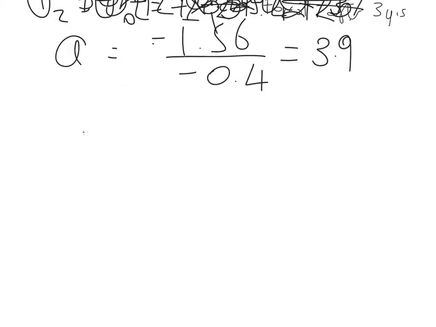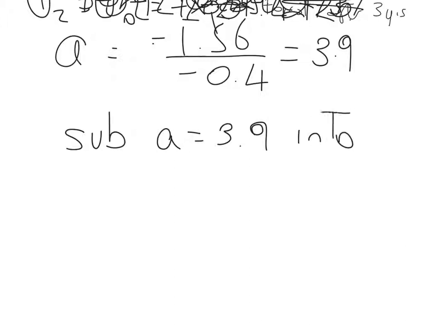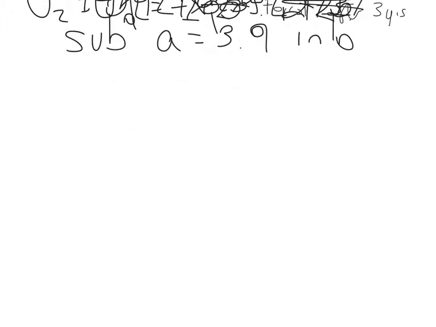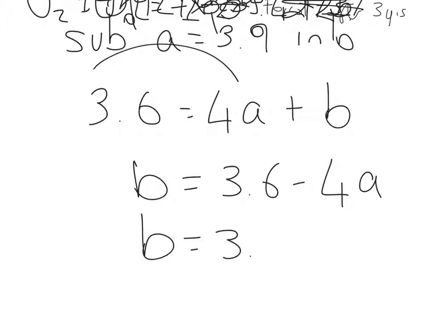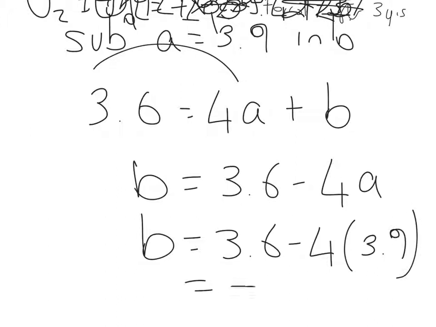I can then sub a equals 3.9 into one of the equations, and I'm going to sub it into equation 1, which is 3.6 equals 4a plus b. So then b is equal to 3.6 minus 4a. So that's 3.6 minus 4 lots of 3.9, and that's equal to minus 12.